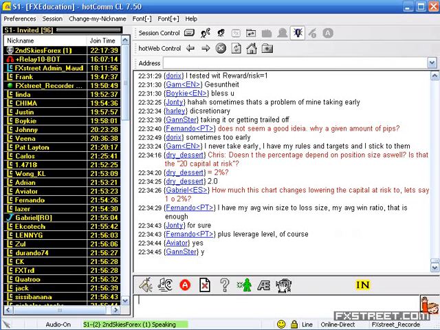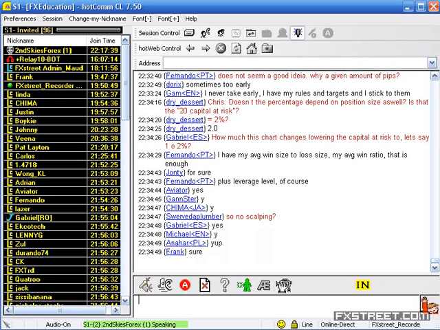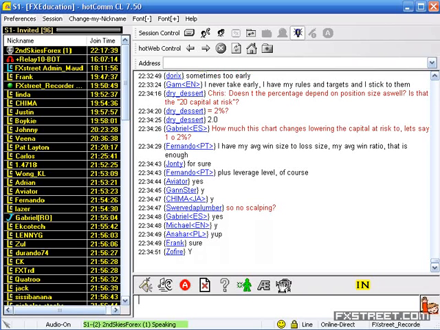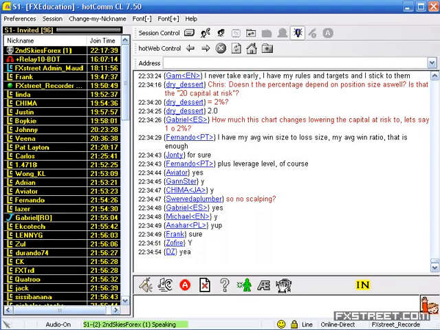Dry Desert has a question. Chris, doesn't the percentage depend on the position size as well? Absolutely, which is why we're going to go over various numbers to show you how they're loaded within this chart.